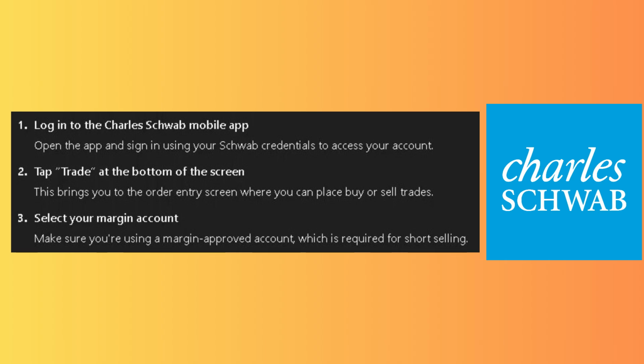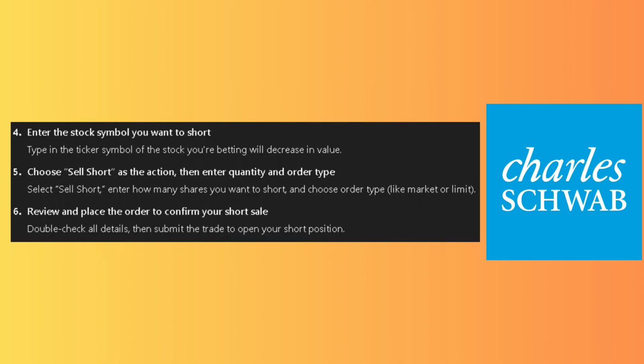Select your margin account. Make sure you're using a margin approved account, which is required for short selling. Enter the stock symbol you want to short. Type in the ticker symbol of the stock you're betting will decrease in value.